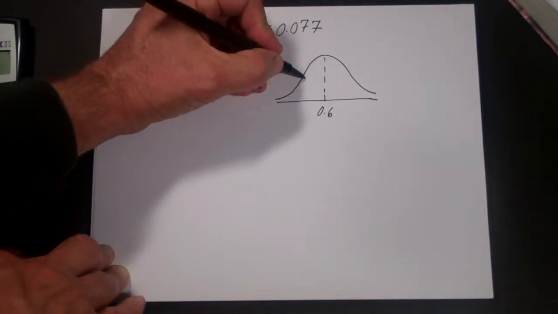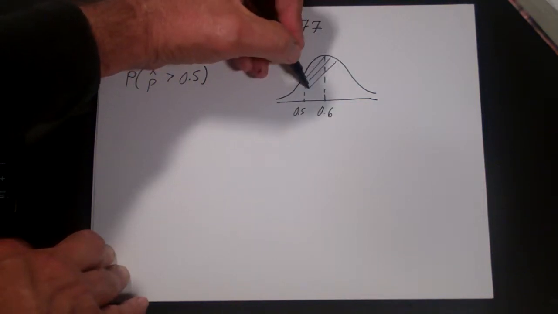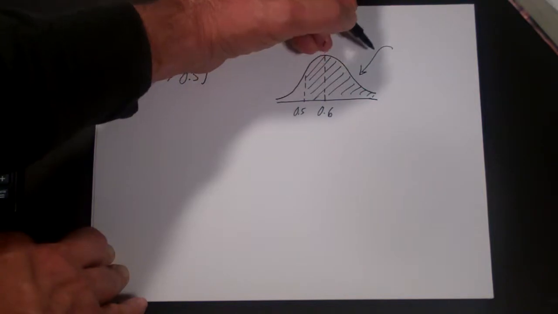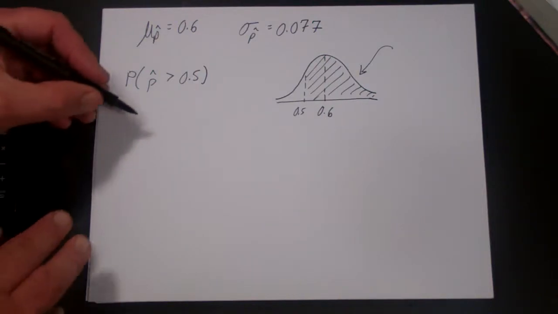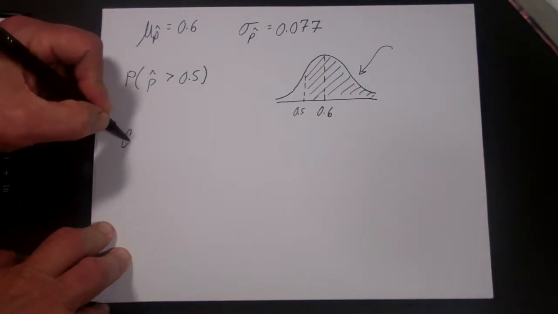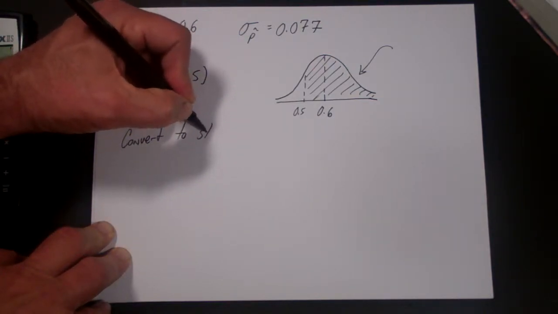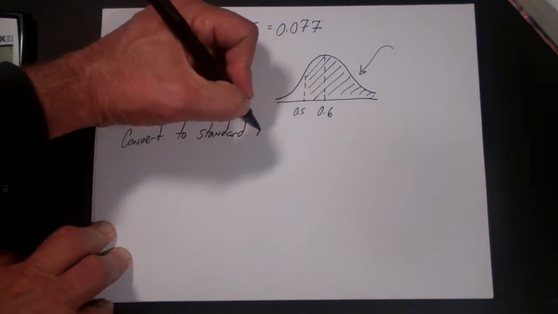And our question is, if we sketch this in and this is 0.5, what's the probability that you get a number bigger than that? So that's essentially what you're trying to find. You're trying to find the area under the curve there. Now, this is a normal distribution, but it's not a standard normal. So the first thing we're going to do is convert to a standard normal. Another way to say that is we're going to find the z-score.